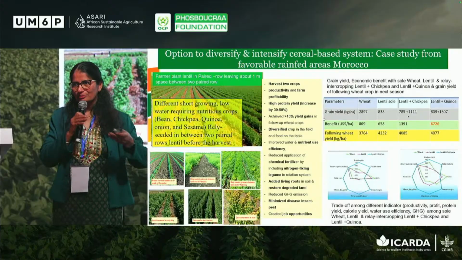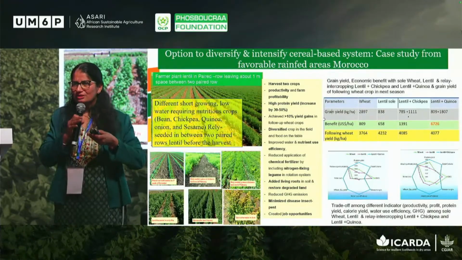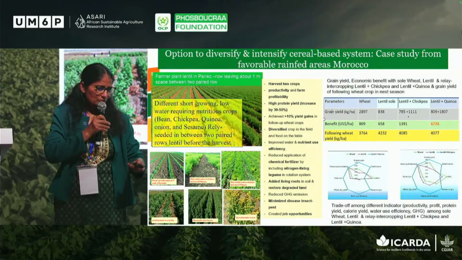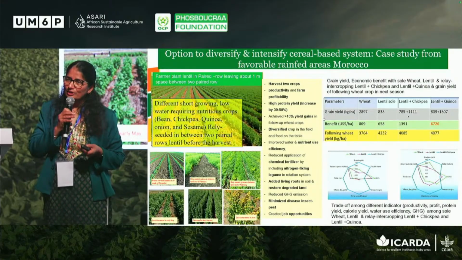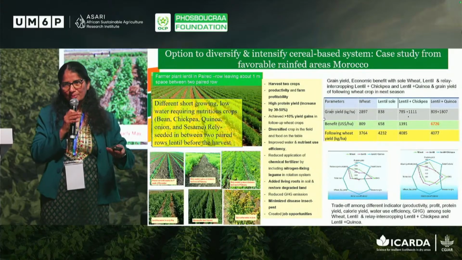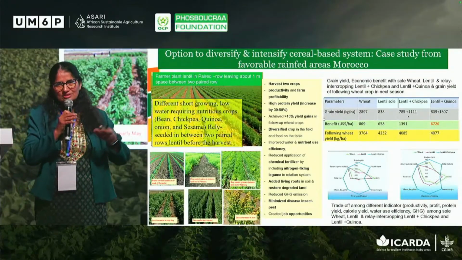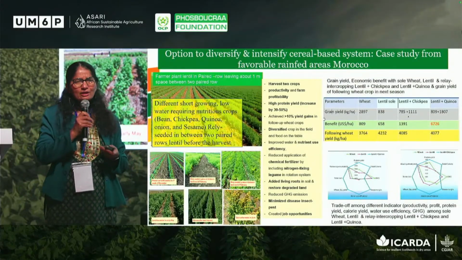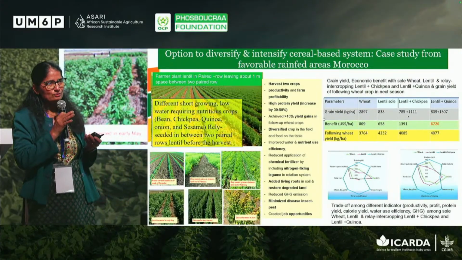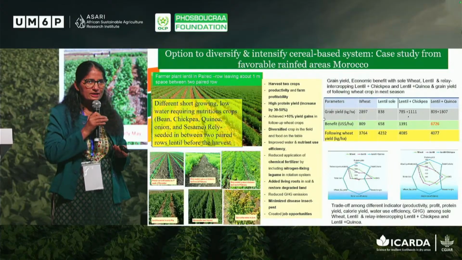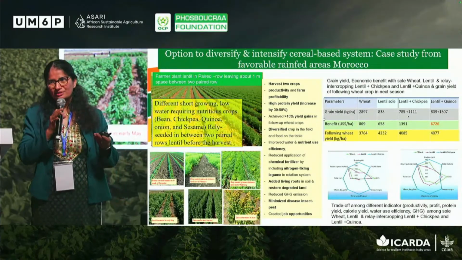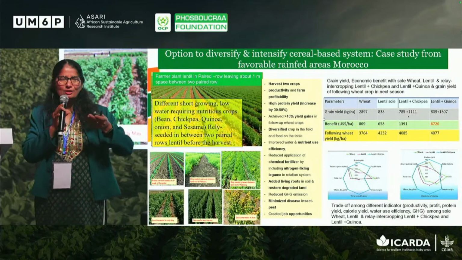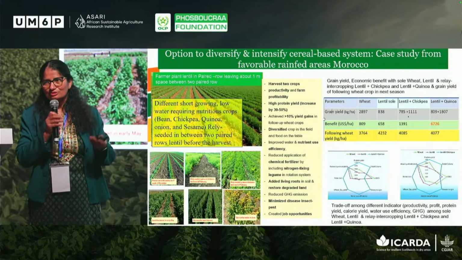So next year we plant wheat on that, and we look at the impact on the following wheat. We found at least around 12 to 13% higher wheat yield when you practice this intercropping compared to cereal rotation. And also there is no yield penalty for lentil. The good thing is there is no yield penalty for lentil whether you intercrop or relay, because we are planting when lentil is almost at the grain filling stage, so there is no competition.